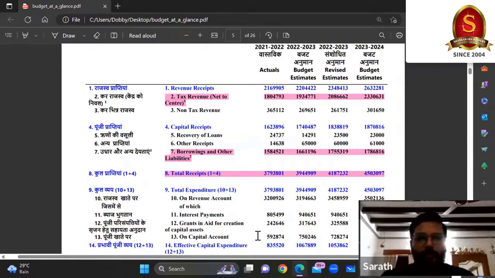Of the total receipts of 45 lakh crore, which is given over here, 45 lakh crore. Okay. So 23 lakh crore is in the form of net tax receipts, which is greater than 50%. Okay. 46 lakh, half of it is 23. So 45 more than 23 is there, which means more than half is in the form of tax receipts. Borrowings and other liabilities are roughly 18 lakh crore, which is again around that roughly 40% mark. So that is why the data given there is right.